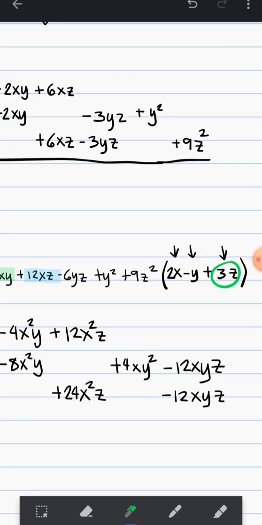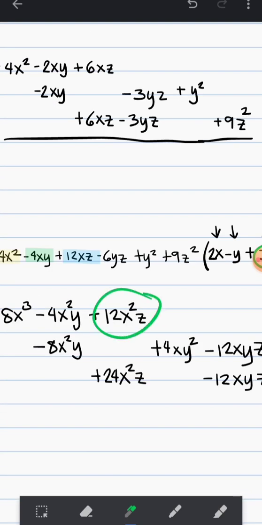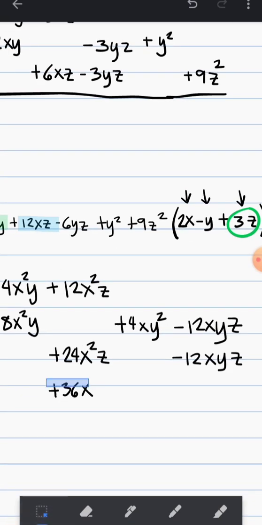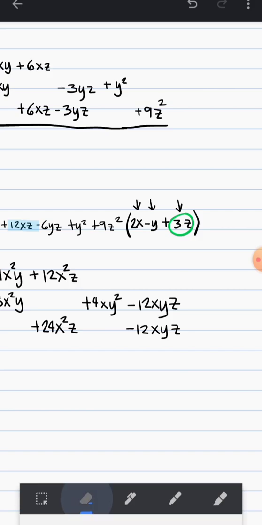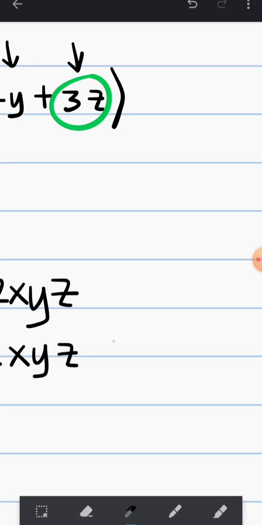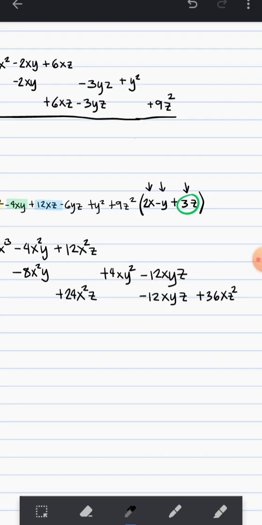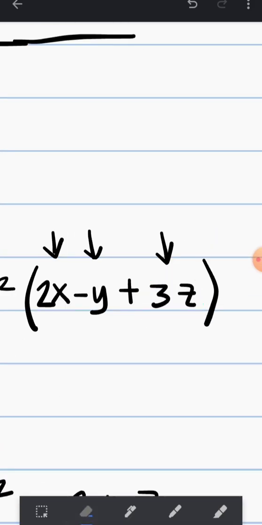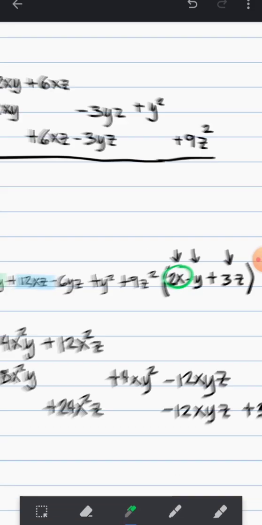12xz times 3z is going to be 36xz squared. Is this the same as the other one? No, they're not the same. So plus 36xz squared. Then we're done with 3z, so we're going to move again to 2x.